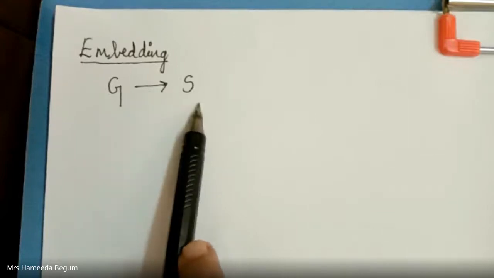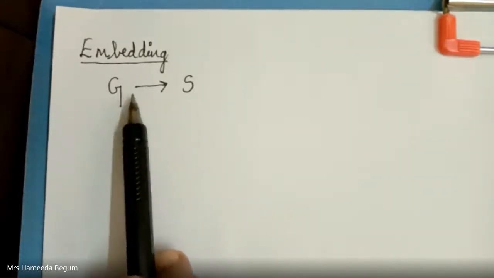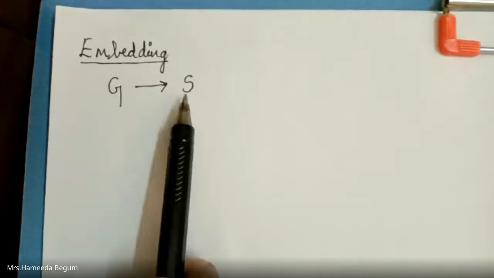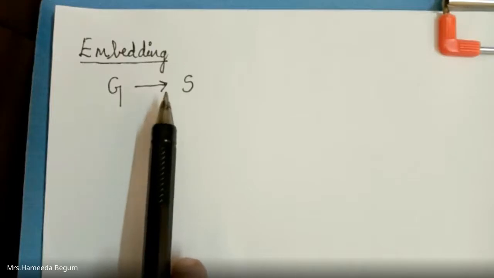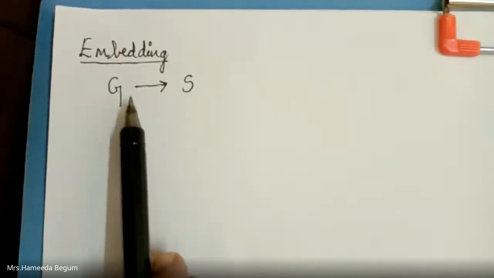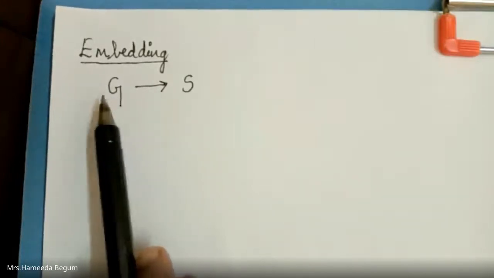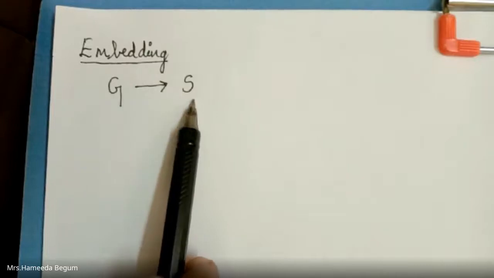So I will repeat the definition again. Listen carefully. A graph G is said to be embeddable on a surface S if it can be drawn in S so that its edges intersect only at their ends, in such a way that the drawing is called an embedding of G on S.